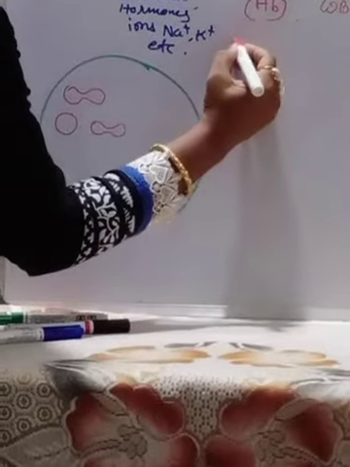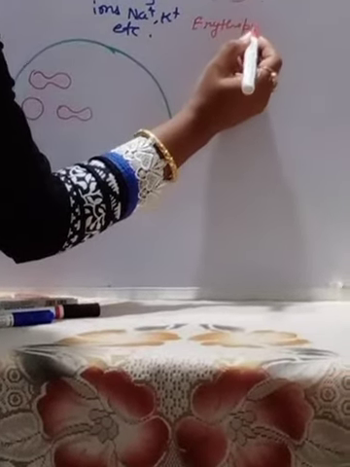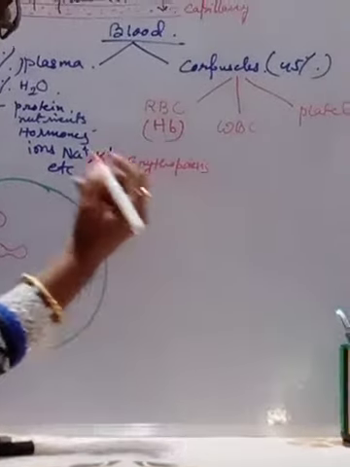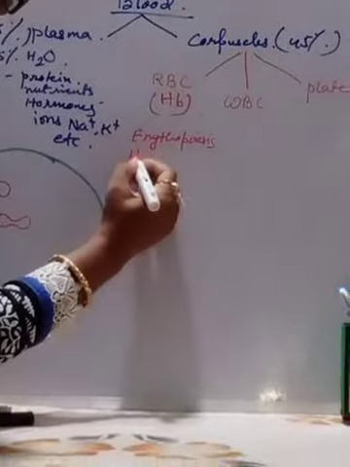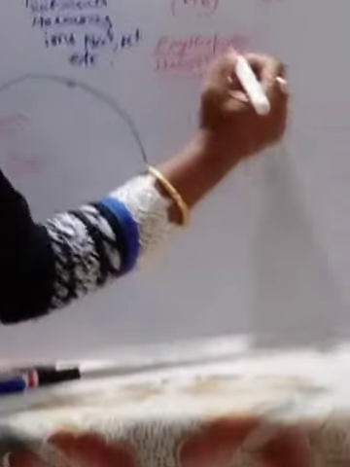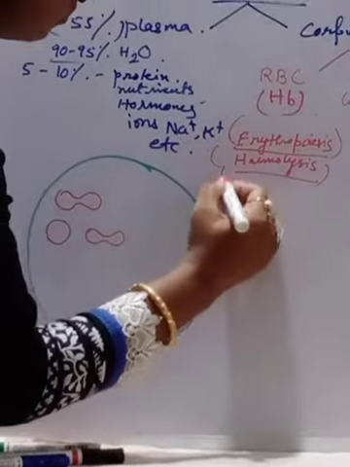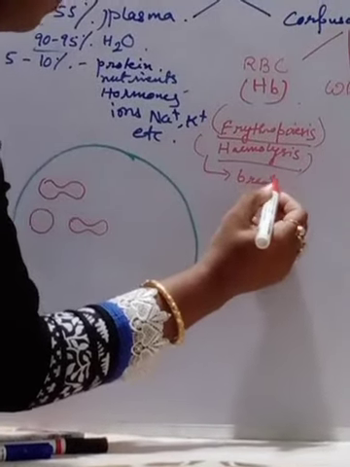There are two important terms. One is erythropoiesis and another one is hemolysis. The first one is the formation and the second one is the breakdown.